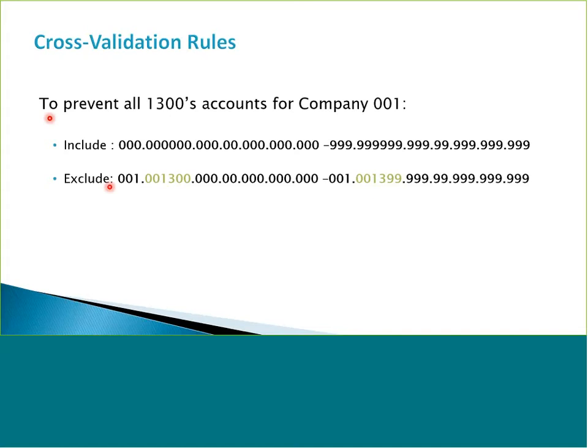So let's take a closer look at this exclusion range. We have said that this business rule is supposed to prevent company one from using this 1300 account. So how do we specify our range? We want it only to affect company one combinations.